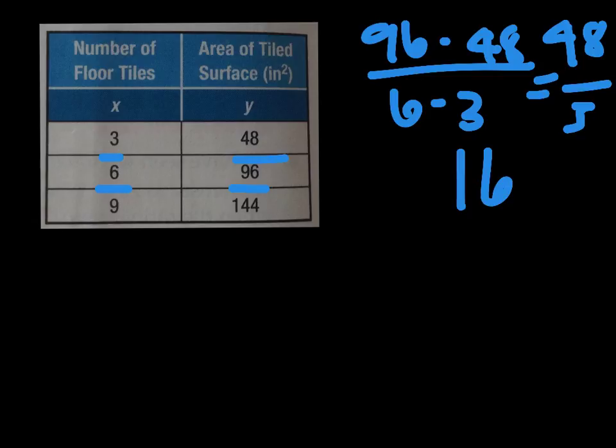And explain the meaning. Okay, so explain the meaning of the rate of change. So that means that 16 square inches of surface is tiled for each floor tile that is used. So that makes sense. So 16 square inches of surface is tiled for each floor tile. I think I just repeated exactly what I just said, but I felt like it would sound better if I did it again. I don't know. But that's the answer.